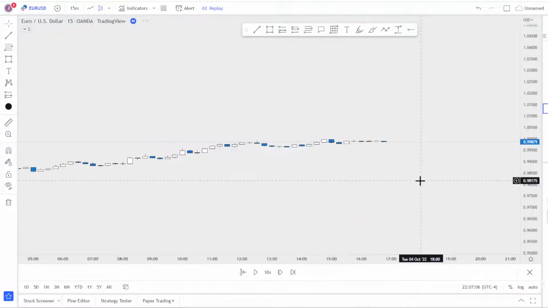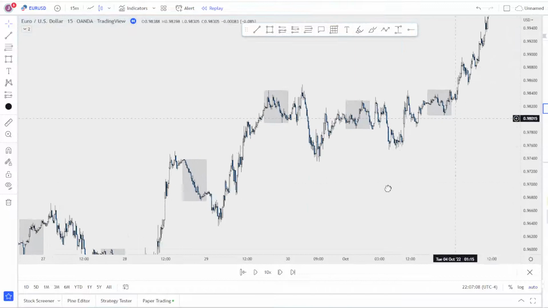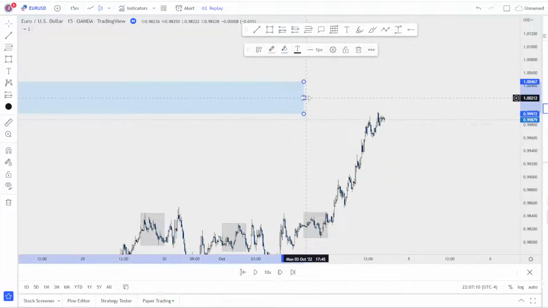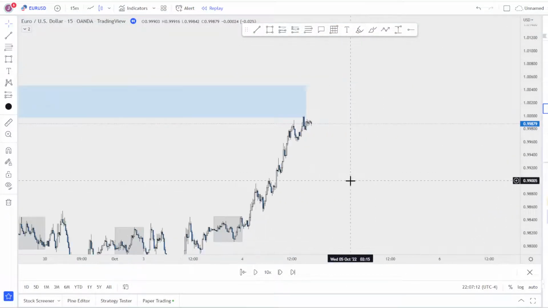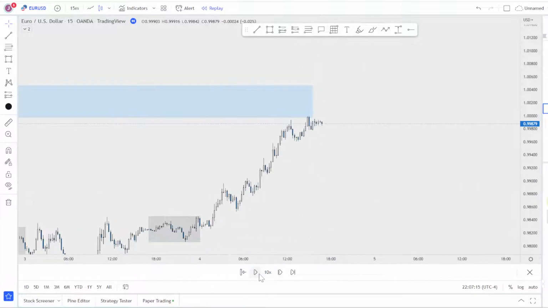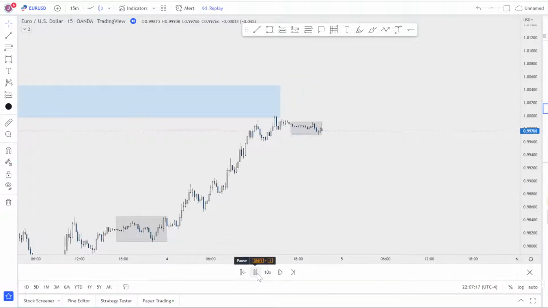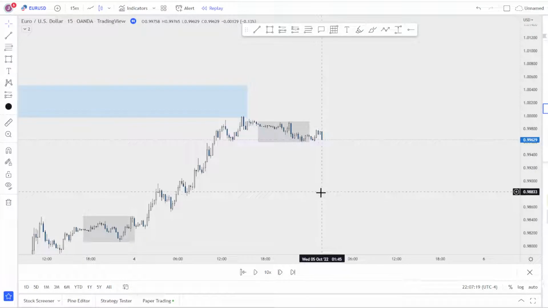So now I'll go on a 15-minute time frame and I'll wait for two things to line up, time and price. So I want it to be in the London session, so the ICT kill zone, which is 2 a.m. New York to 5 a.m. New York time. So let's go back to here.